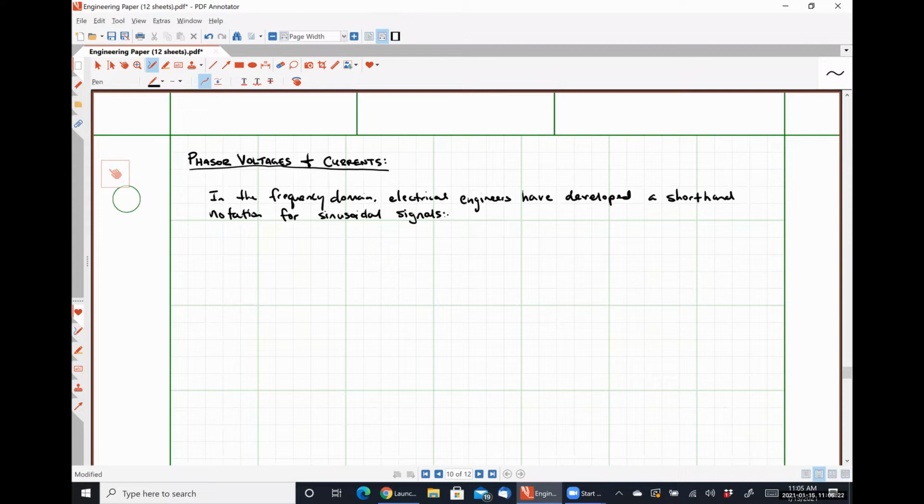So let's say that we have the following generic signal. Let's call it V of t is equal to Vm, where Vm is the magnitude, cosine omega t plus some phase angle theta v. And similarly, we could represent a time domain current as Im cosine omega t plus some phase angle theta I. So these are our time domain representations.